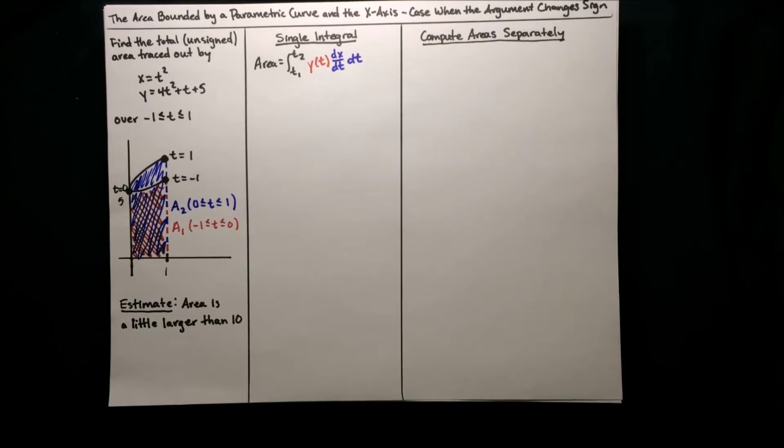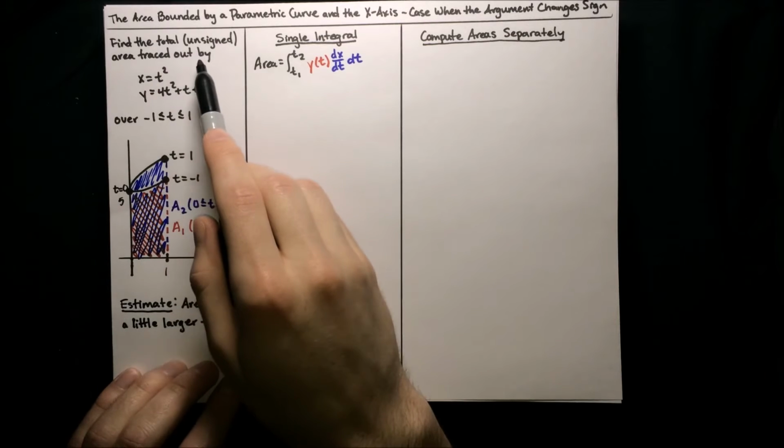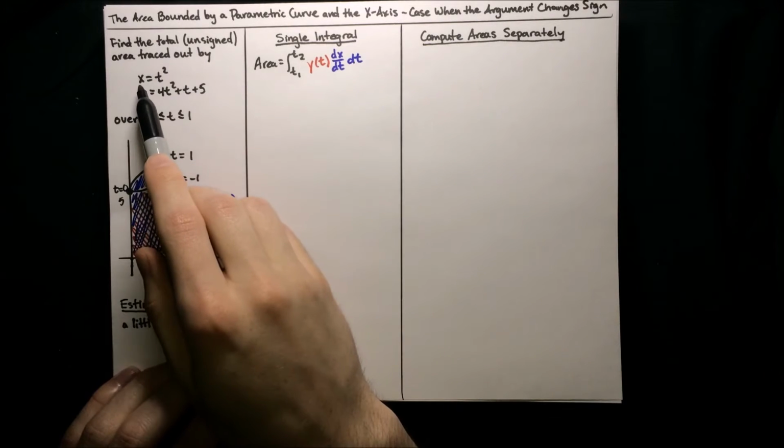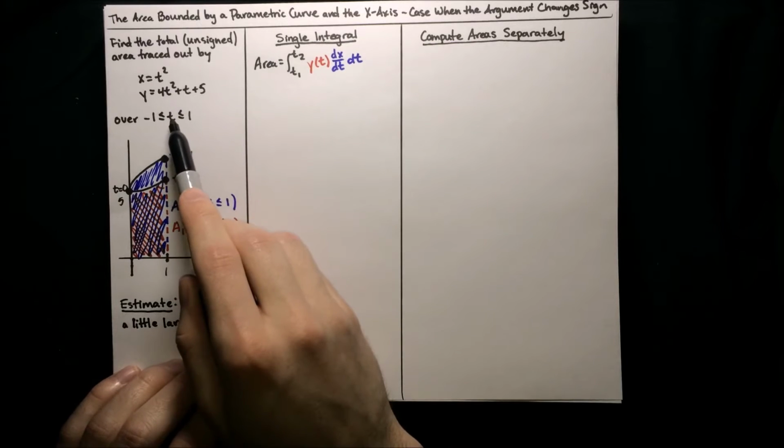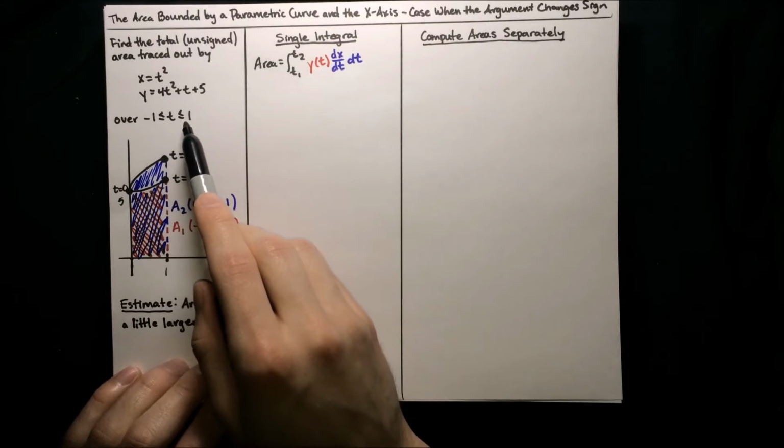In this video, I'm going to show you how to find the area bounded by a parametric curve and the x-axis in the case where the argument of the area integral changes sign. We want to find the total unsigned area traced out by this parametric curve. X is t squared, y is 4t squared plus t plus 5, where t ranges between -1 and 1.